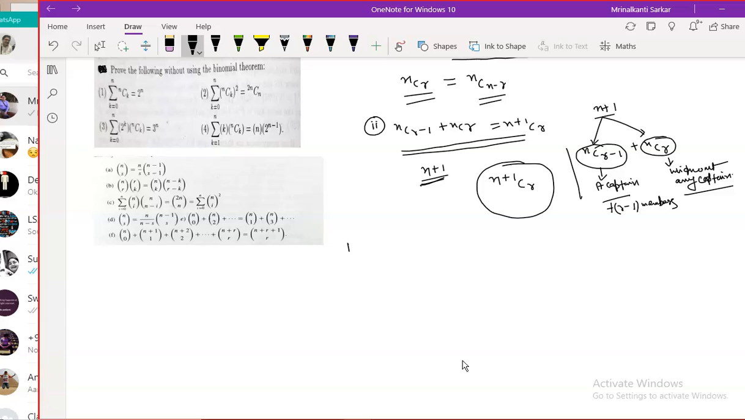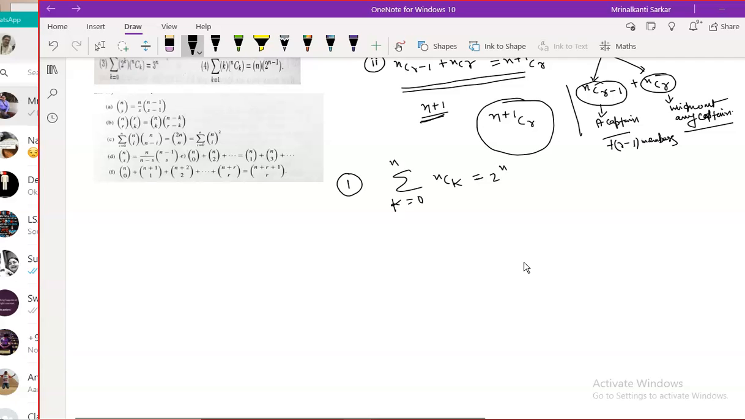Number 1: sigma k equal to 0 to n of nCk equals 2 to the power n. How to prove it without using the binomial theorem? It is required to prove nC0 plus nC1 plus nC2 plus ... plus nCn equals 2 to the power n, nothing else.